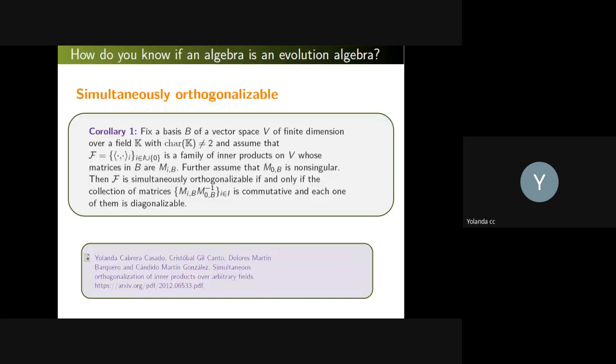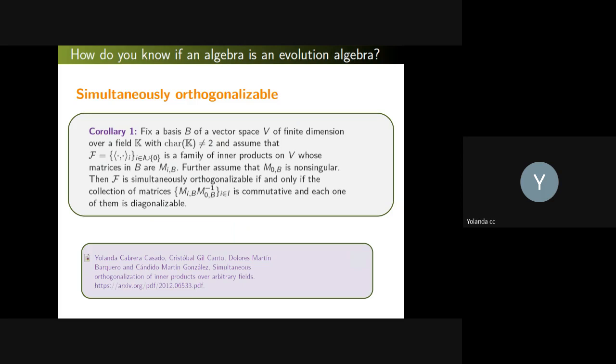Okay, the next question is, how do we know if an algebra is an evolution algebra? This question is treated in this recent paper. In it, we get the following result. If we have a family of inner products on a vector space and one of them has a non-singular matrix, then the family is simultaneously orthogonalizable if and only if this set of matrices is commutative and each one of them is diagonalizable.